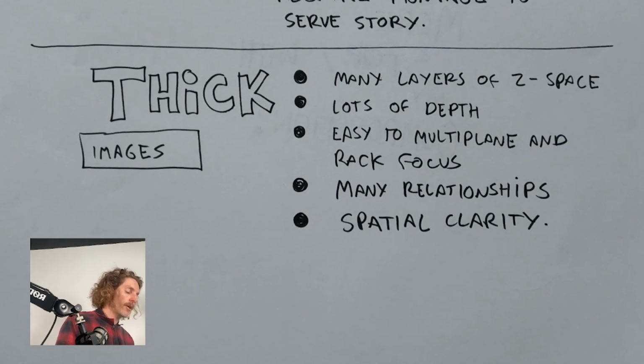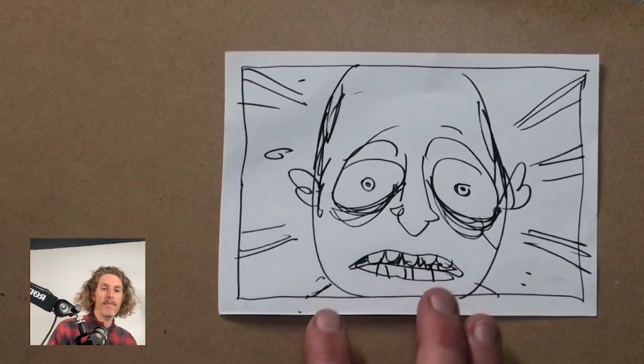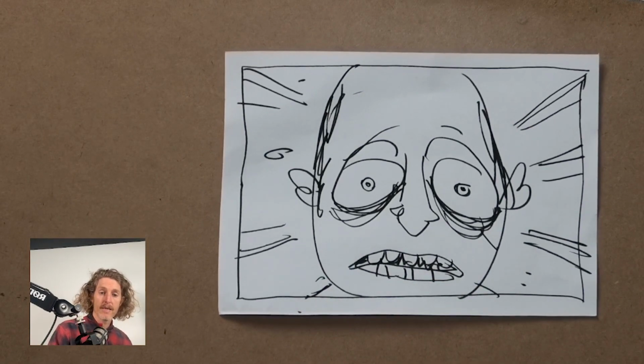So thick images can do all of those things, and because of all this, concept art, which is your ultimate goal here, tends to be very thick. Here's some examples. We would almost never have a piece of concept art that looked like this, right? It's flat. It's got no relationships. This shot could only work if we've been well set up prior to this shot.